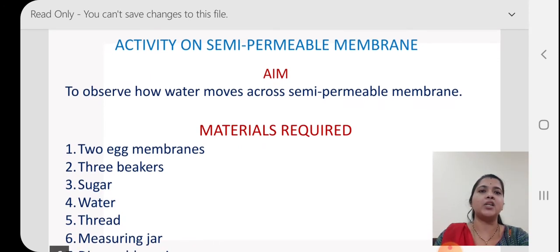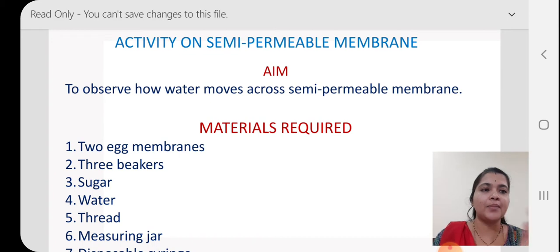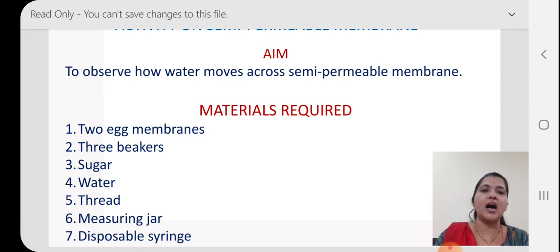The aim is to observe how water moves across the semi-permeable membrane, the plasma membrane. So what are the materials required? Materials required here are 2 egg membranes, 3 beakers, sugar, water, thread, measuring jar and disposable syringe.